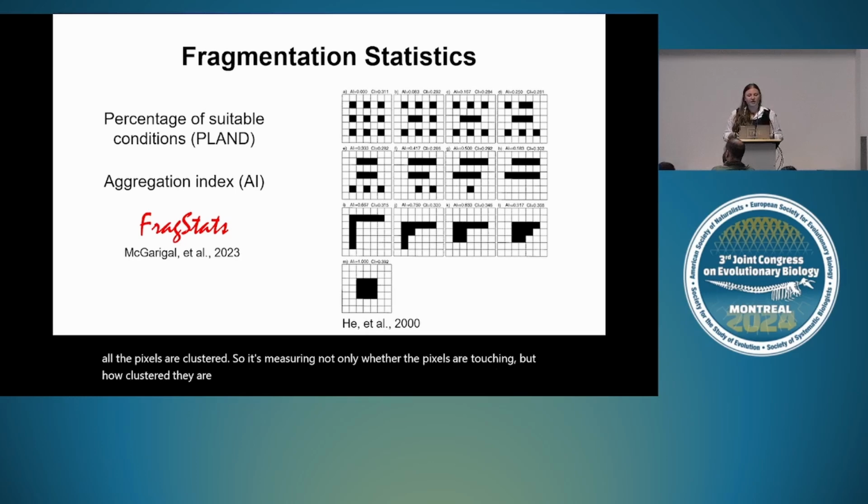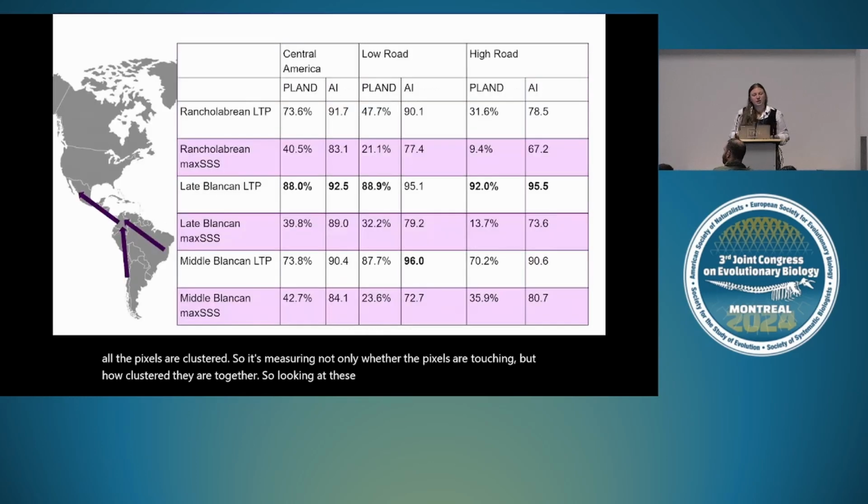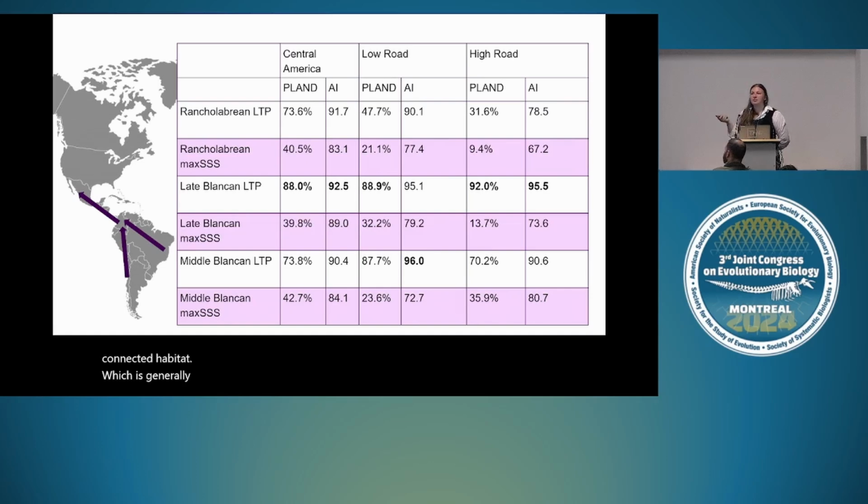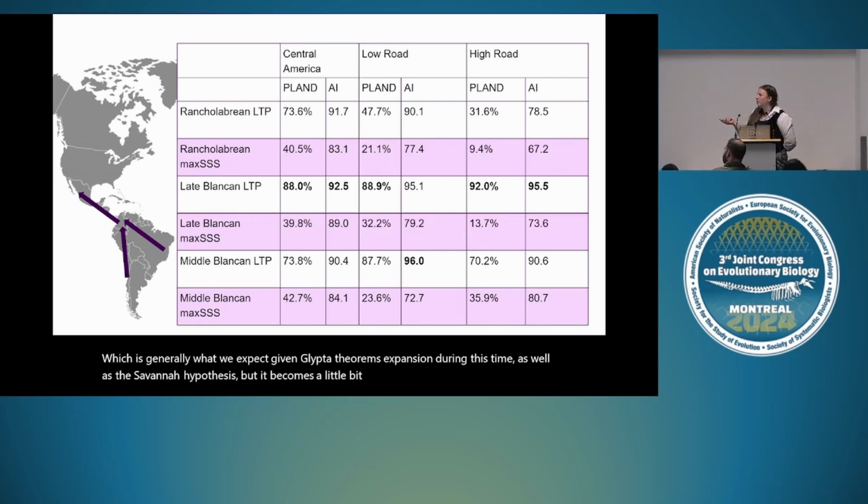So looking at these two statistics, it's a lot of numbers here, but you'll see that I've bolded the highest number in each column. We're seeing that in the late Blancan, about 2 million years ago, we're seeing the most connected habitat, which is generally what we expect given Glyptotherium's expansion during this time, as well as the savanna hypothesis. But it becomes a little bit less clear when we're looking in the middle Blancan.